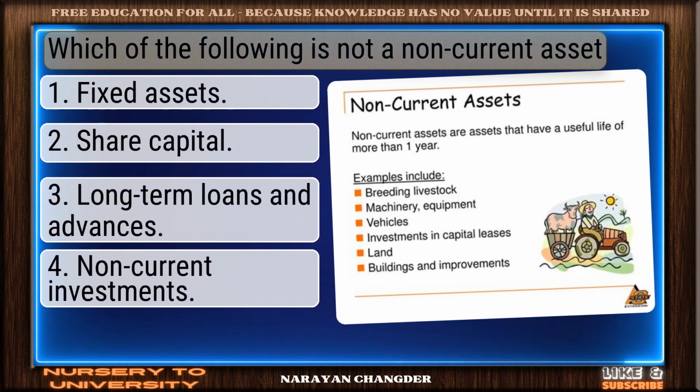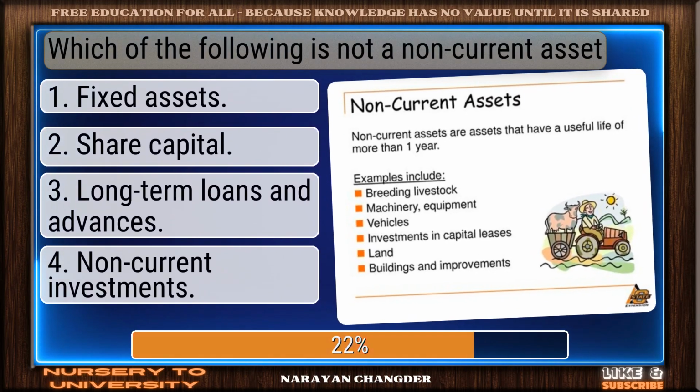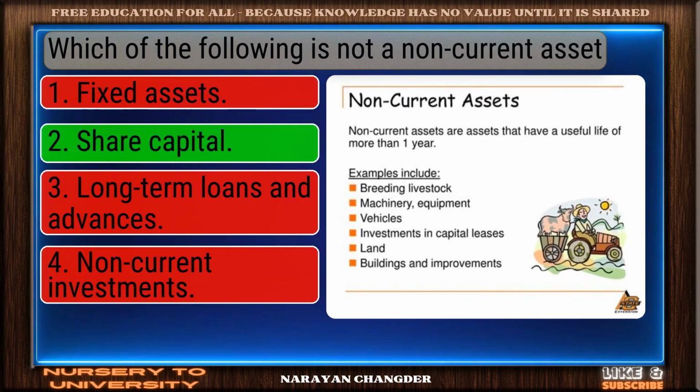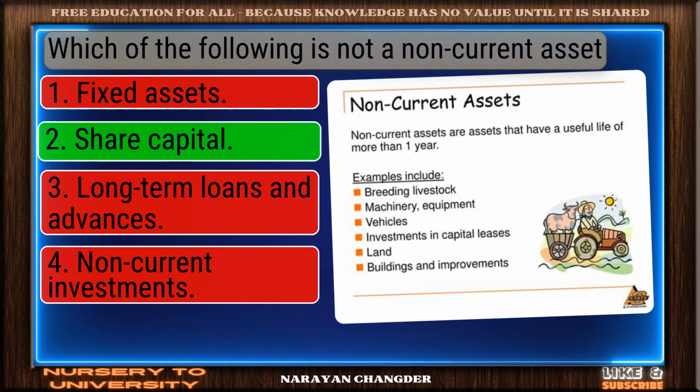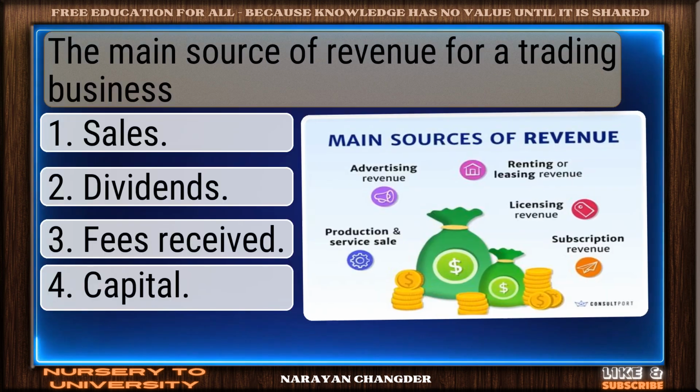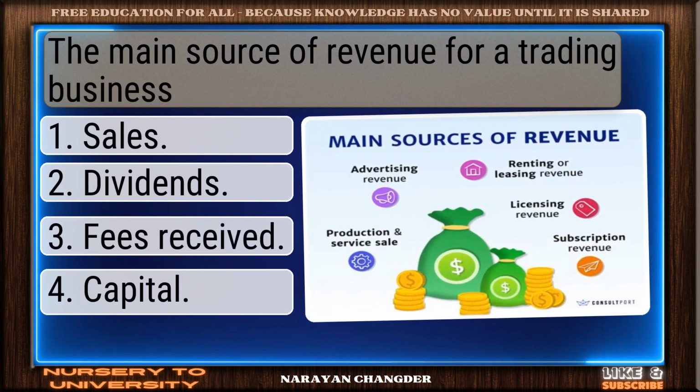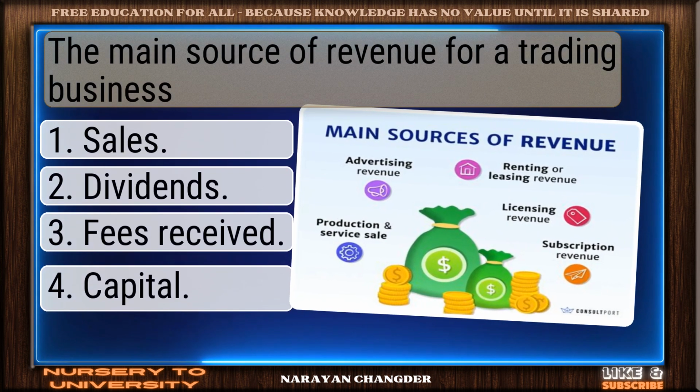Which of the following is not a non-current asset? Nice work. You chose share capital, and it is correct. The main source of revenue for a trading business.